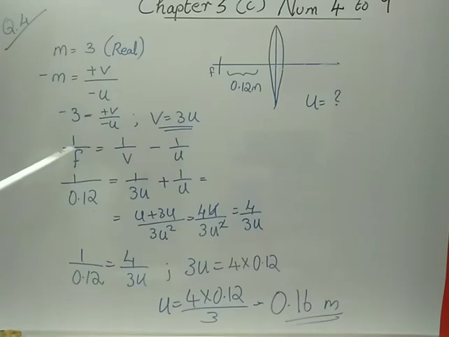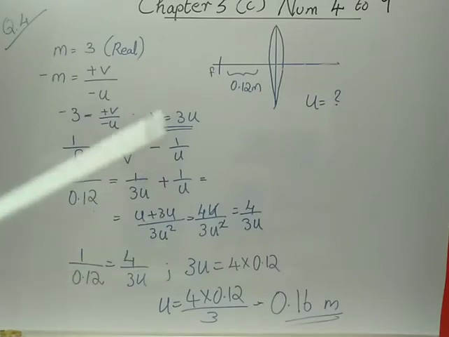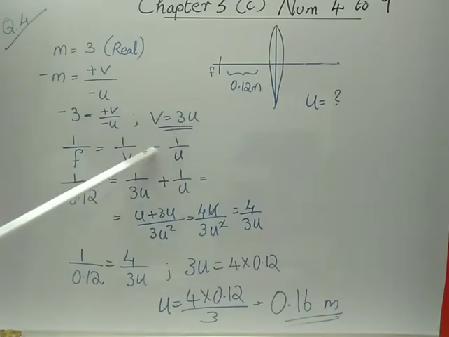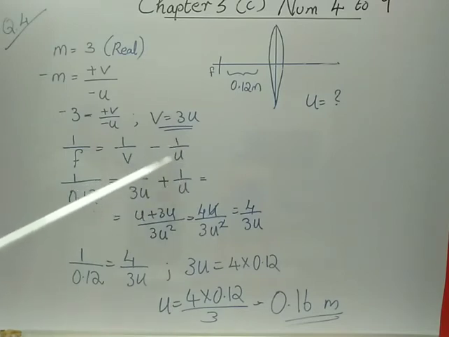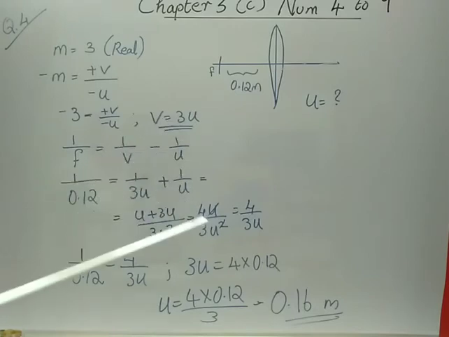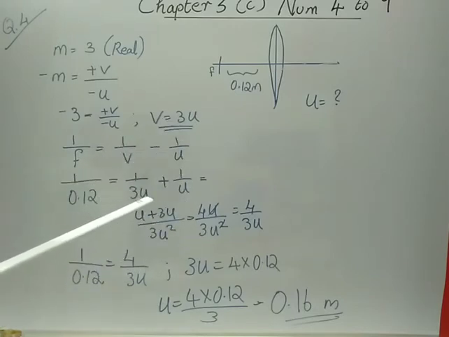Now we have the lens formula: 1 by F is equal to 1 by V minus 1 by U. Now we can substitute. The focus of a convex lens is always positive, so write the value 1 by 0.12. Now 1 by V: we already said V is on the opposite side, so V is positive. Instead of V, we substitute 3U, so 1 by 3U. Minus 1 by U. U is negative, so minus of minus I take as positive. If you want, you may write one more step here: 1 by 3U minus 1 by minus U. That minus of minus I change to plus.